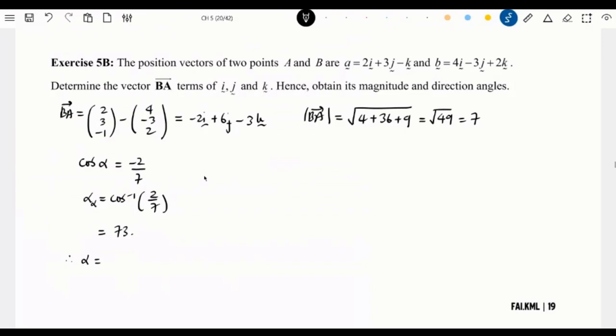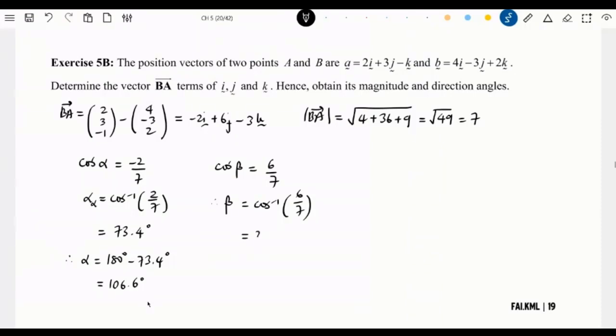73.4. Okay, and then we have it 180 minus 73.4. So alpha kita dapat 106.6 degree. Okay, then that one for alpha. For beta we have it cos beta, which is 6 over 7. So directly beta terus dapat inverse cos of 6 over 7. Okay, ni dapat berapa?